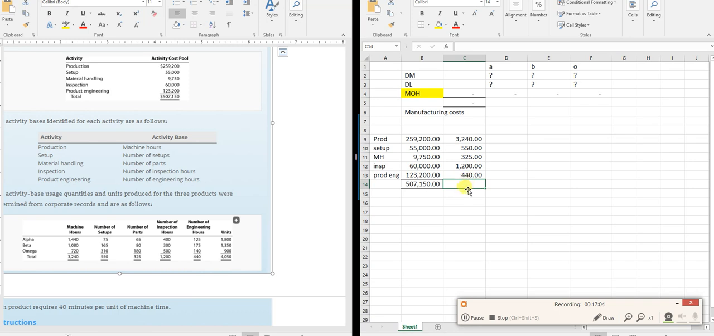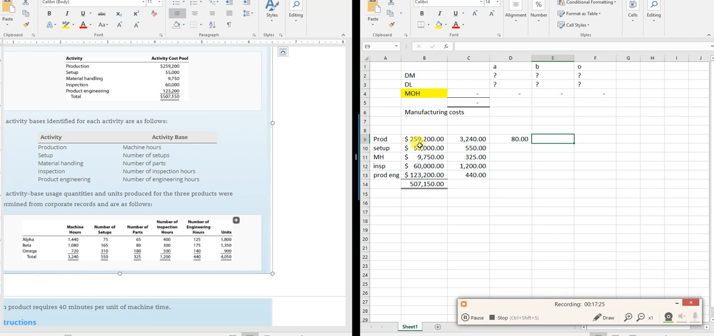There's really no reason to total this up because you cannot add hours to setups, etc. So now all I simply do is divide. So I have 259 divided by my number of machine hours, etc. So, hold on.